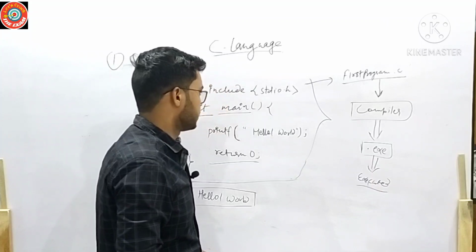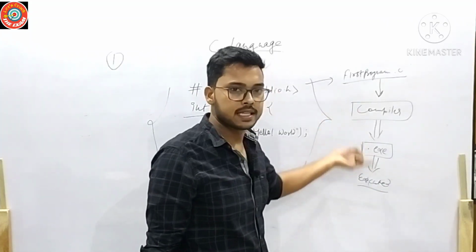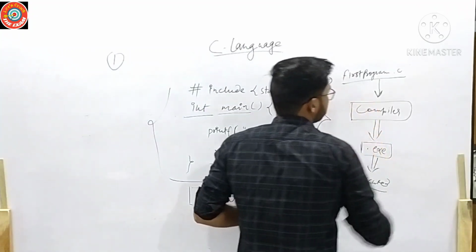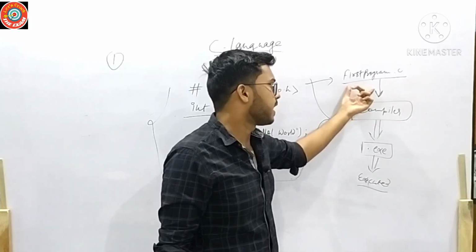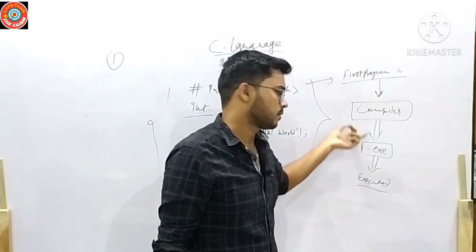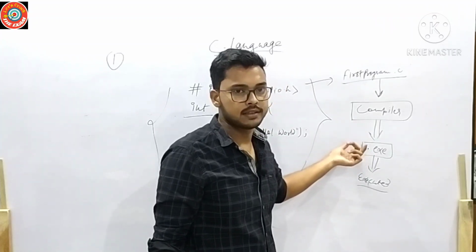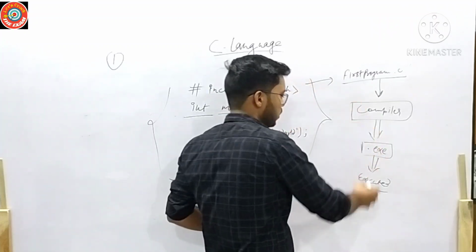So this is the internal process of compilation. We can't see this process, because we are executing the .c file and the .exe file is an internal process. The compiler changes it into an .exe file internally, so we can't see it. We can see only the output.